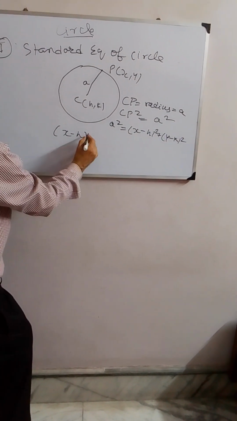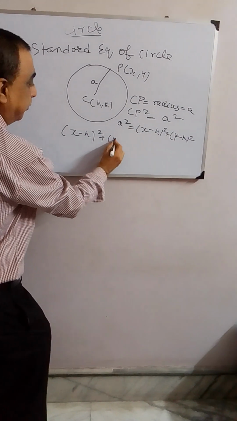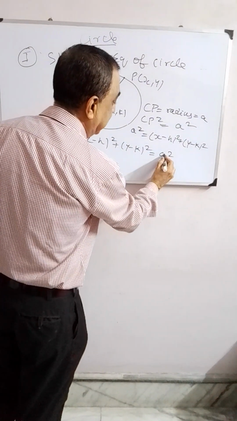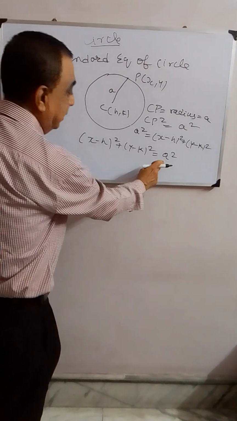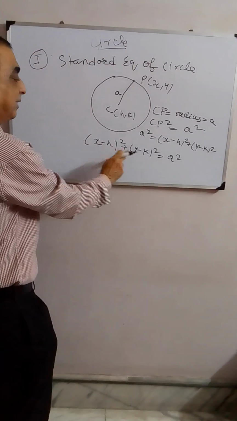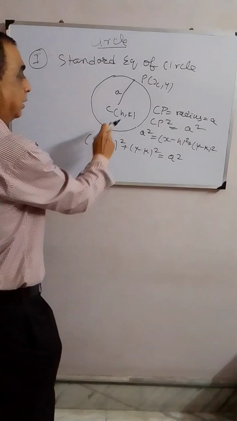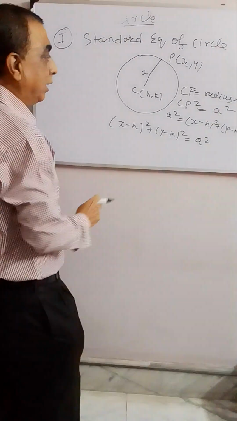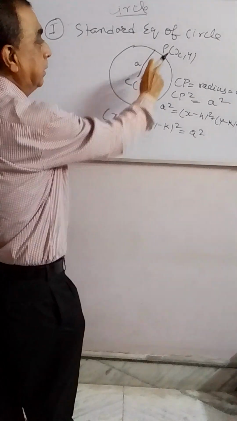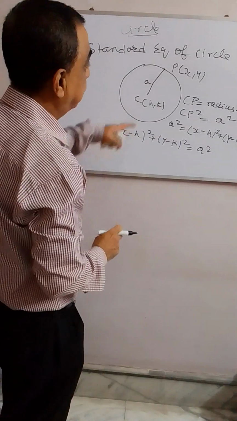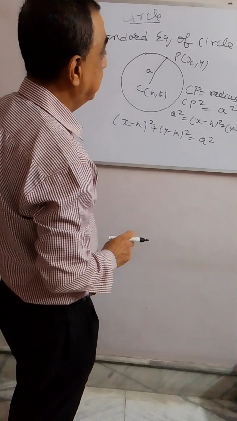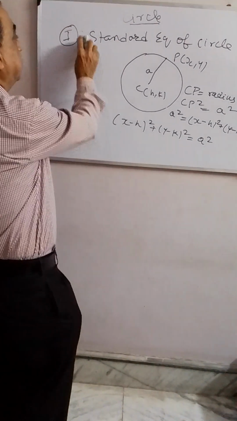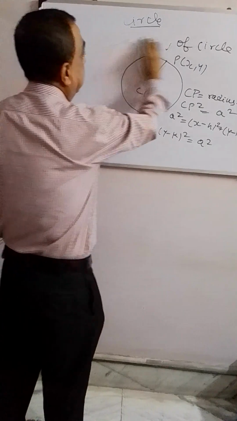So this is x minus h whole squared plus y minus k whole squared equals a squared, where a is the radius of the circle, h and k are the coordinates of the center of the circle, and x and y represent the coordinates of any point moving on the circumference of the circle. So this is the standard form of the equation of the circle.